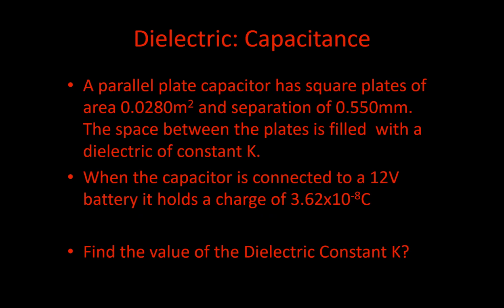Now we have a parallel plate capacitor. Square plates of area 0.0280 square meters and separation of 0.55 millimeters. The space between the plates is filled with a dielectric constant K. Okay. When the capacitor is connected to a 12-volt battery, it's going to hold a charge of 3.6 times 10 to the minus 8 coulombs. Find the value of the dielectric constant K.